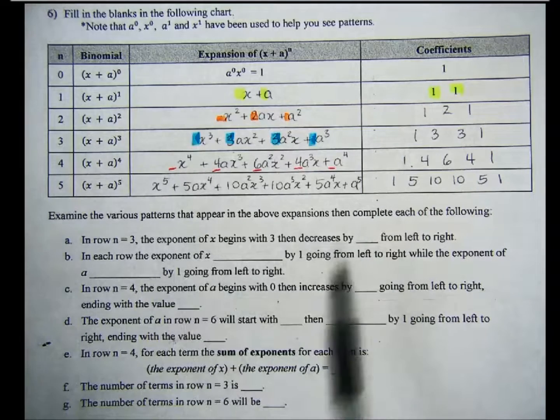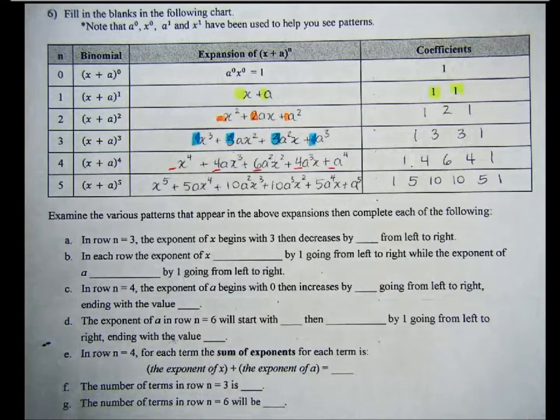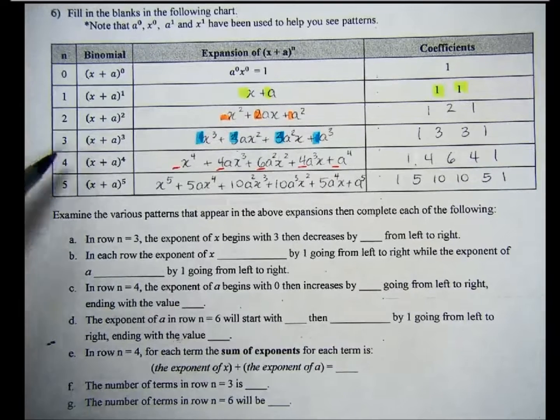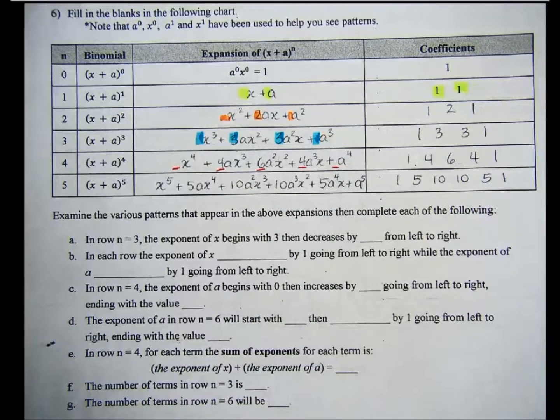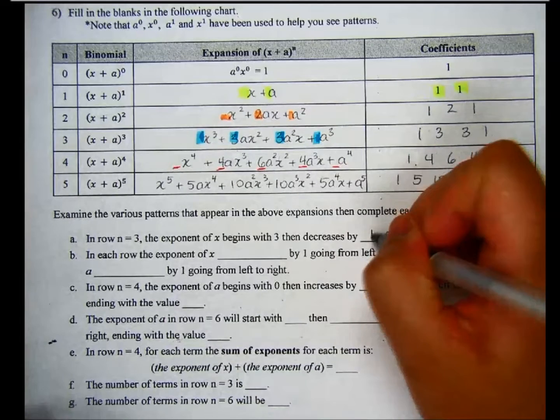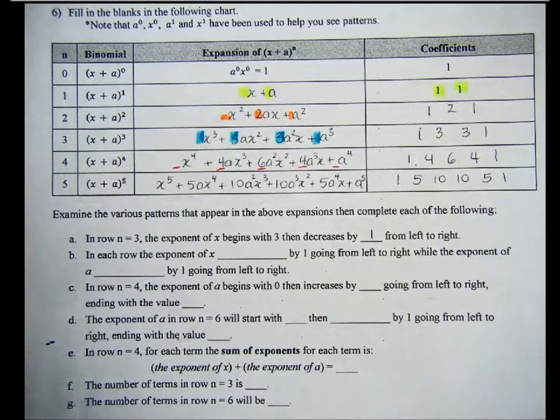Examine the various patterns that appear in the above expansions, then complete each of the following. In row n equals 3, so we're talking about this row right here, the exponent of x begins with 3, then decreases by 1: x cubed, x squared, x to the power of 1. So you can see that we're decreasing the exponent by 1 from left to right.